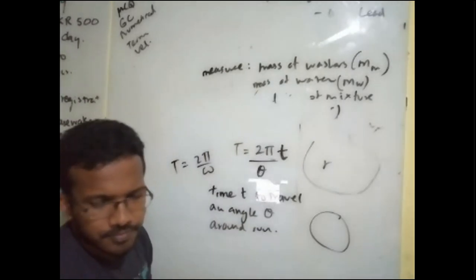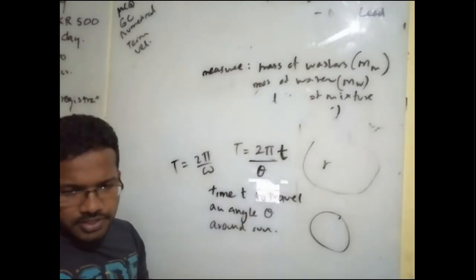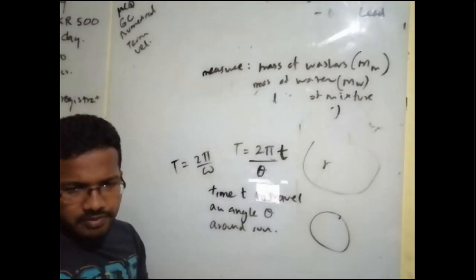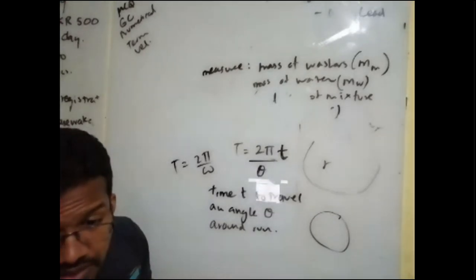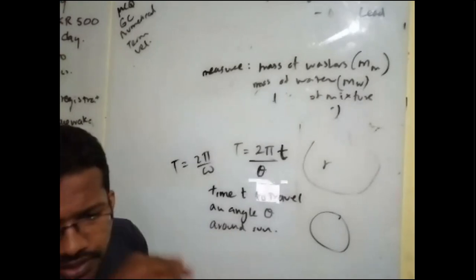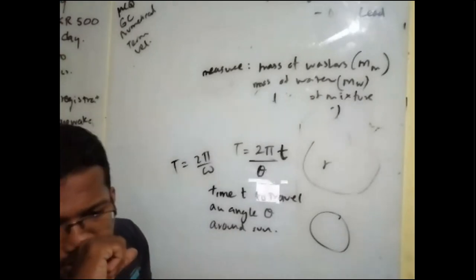Right. Okay. The asteroid is 1.5 times 10 to the power 11 meters from the planet Jupiter. Calculate the magnitude of the gravitational field strength of Jupiter at this distance. Okay.